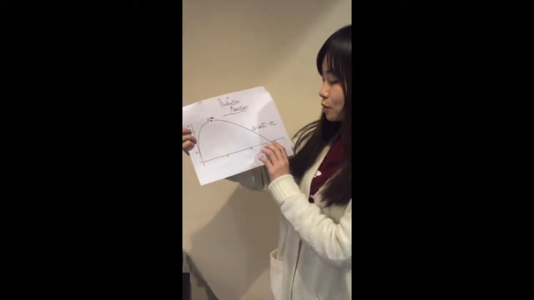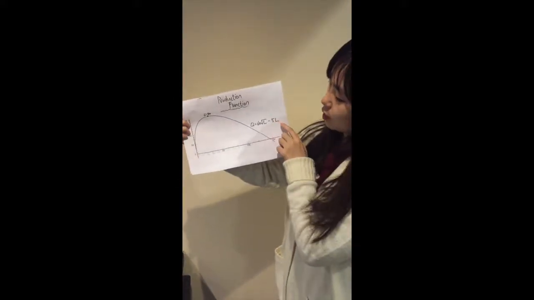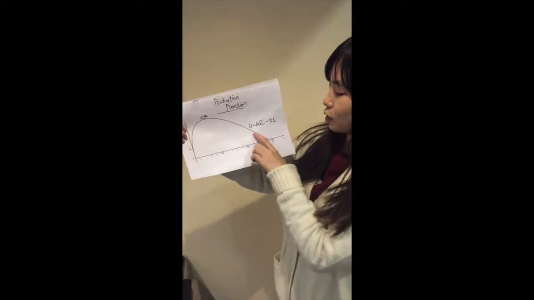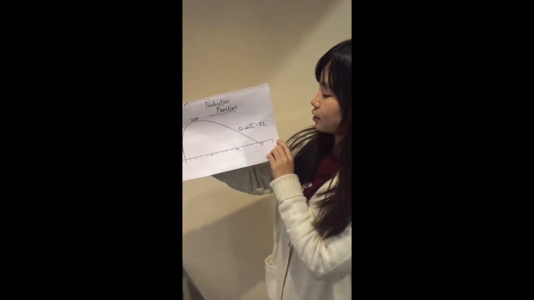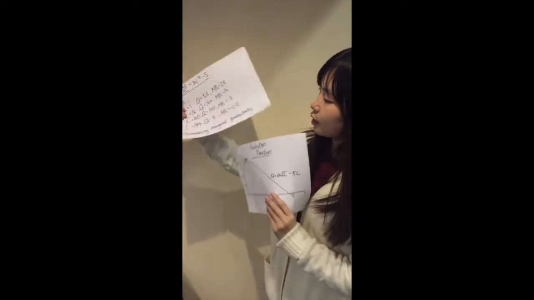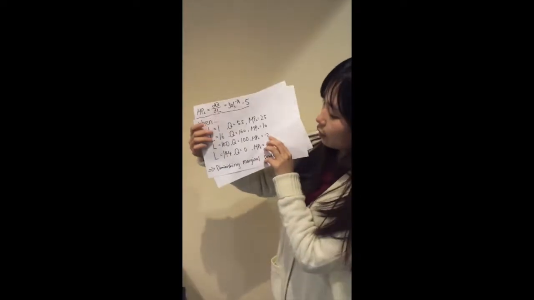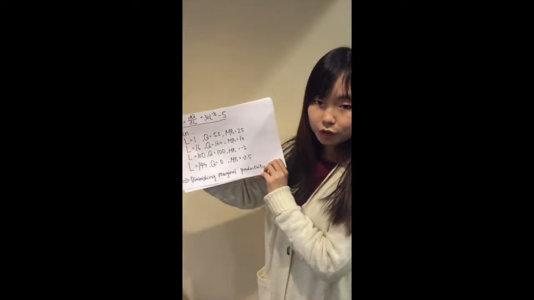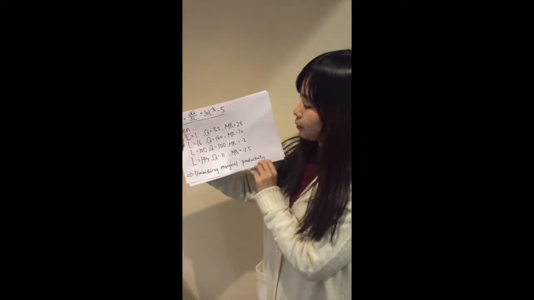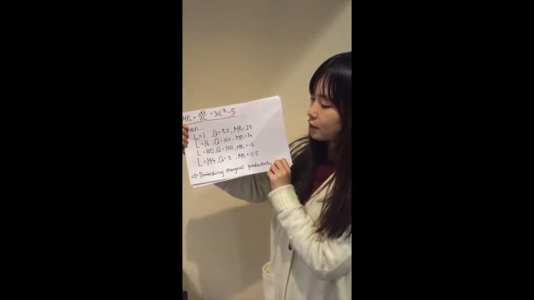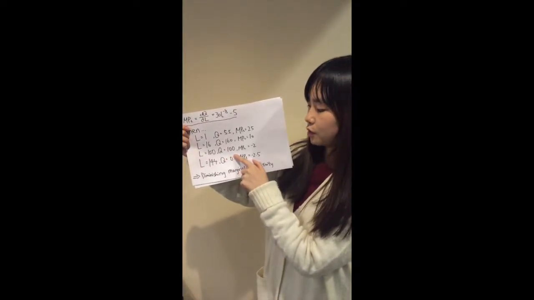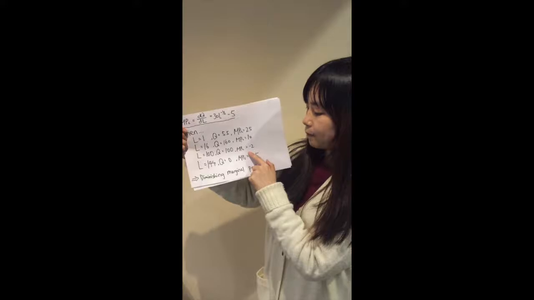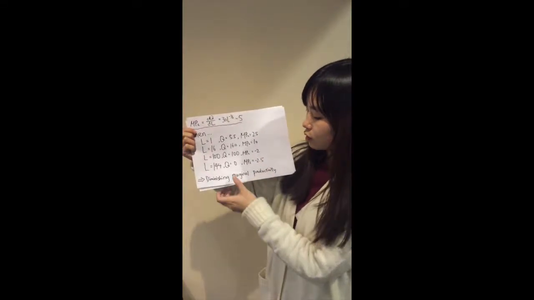So from this graph, we can know the production function is Q equal to 60 times the root of L minus 5L. And then when L equals 1, Q is equal to 55, and MPL is equal to 25. So when L is equal to 100, Q is equal to 100, and MPL is equal to minus 2.